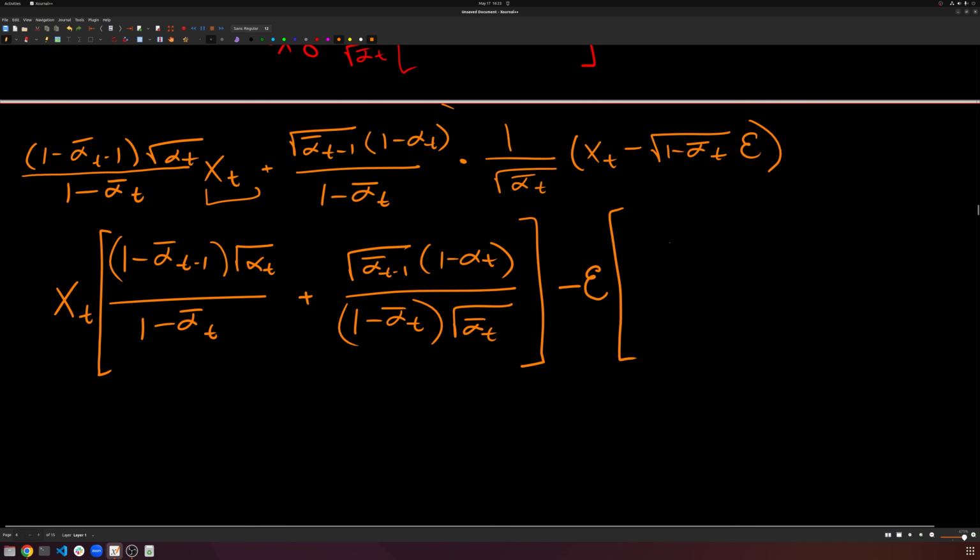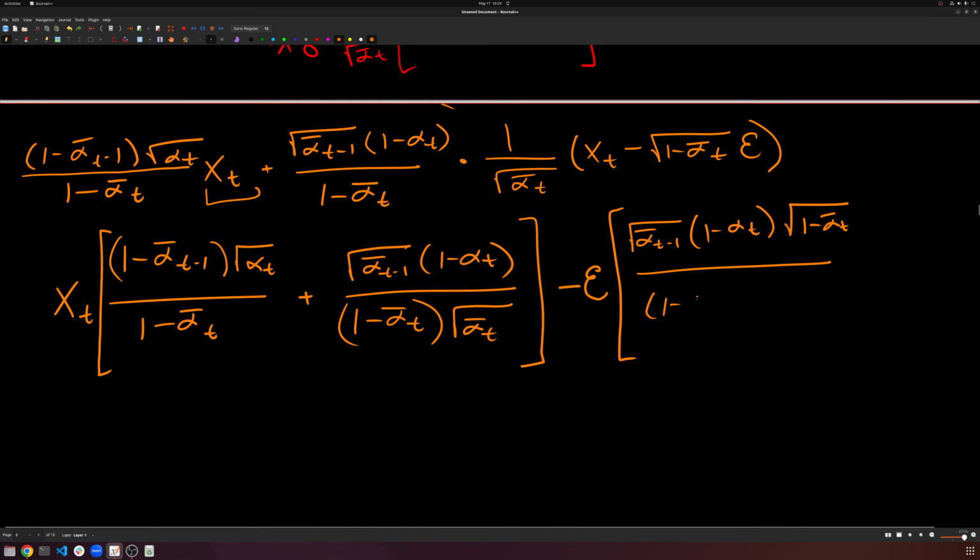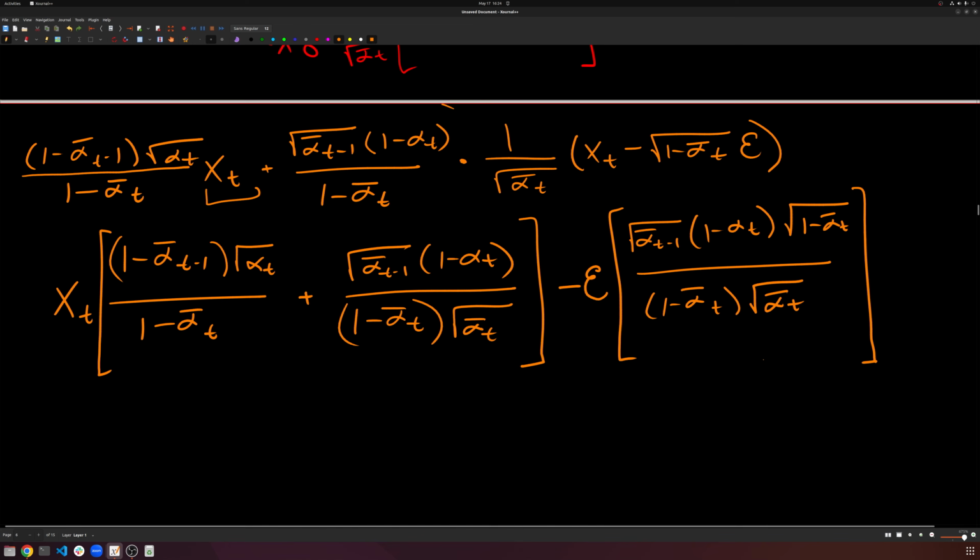So the first one's going to be the square root of alpha hat t minus 1. Then we're going to have 1 minus alpha t. Then we're going to have square root 1 minus alpha hat t. And then in the denominator, we have 1 minus alpha hat t. And we have the square root of alpha hat t, so we don't need the parenthesis here. Just like that. So we have two really big equations here. We have this first equation, which is 1, and we have the second equation, which we'll call 2.